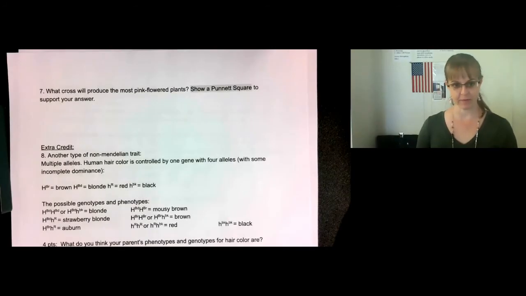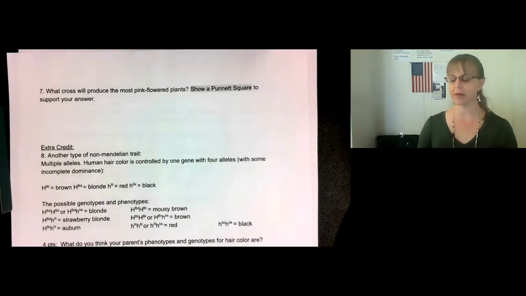If you need help with number 7, trying to figure out what cross will make the most pink-flowered plants, go back to the first page and look at some of the crosses you've already done. We weren't doing all flowers, but a pink-flowered plant is going to have a heterozygous genotype with 2 different genes, the same way that an erminette chicken has a heterozygous genotype. So, whatever cross makes the most erminette chickens will also make the most pink-flowered plants.